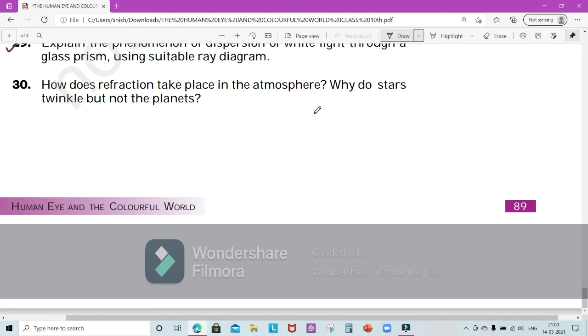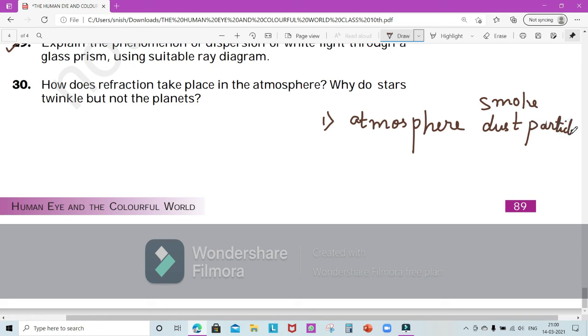I've already mentioned that. Firstly, the first reason that refraction occurs is that the atmosphere contains smoke, dust particles, gases at higher altitudes, etc. Then you might be thinking that if smoke is here, the dust is here, and the gases are here, then there's no refraction, there's not much.